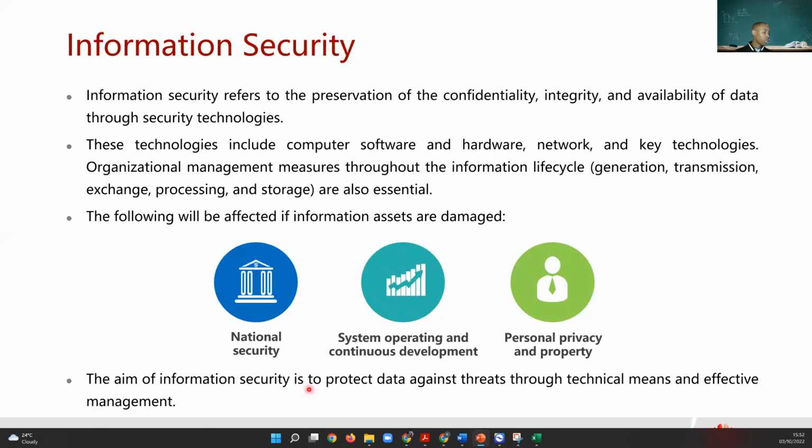So the aim of information security is to protect data against threats. That is what it really is all about. And this can happen through technical means and also effective management, but also realize that you might have the best technologies, the next generation firewalls, but if you don't take time on creating cybersecurity awareness amongst the workers.